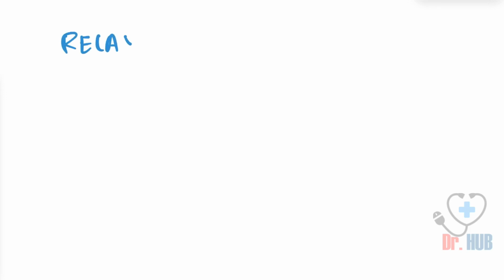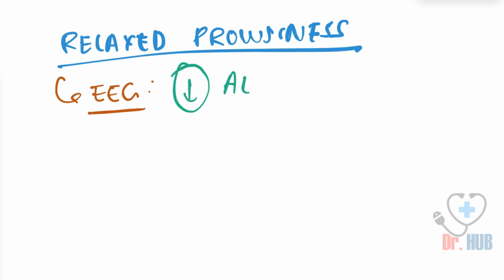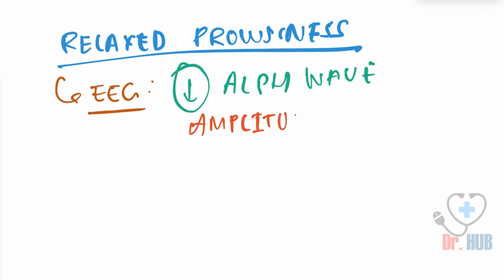Now we will jump to answering our questions. The first question we asked was, in the case of relaxed drowsiness, what is the EEG finding? In relaxed drowsiness, there is a decrease in the alpha wave, both the alpha wave amplitude as well as the frequency.